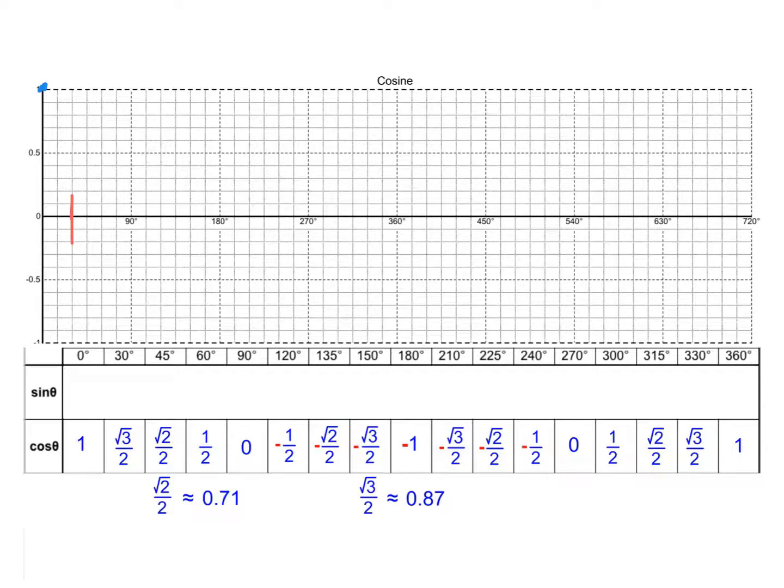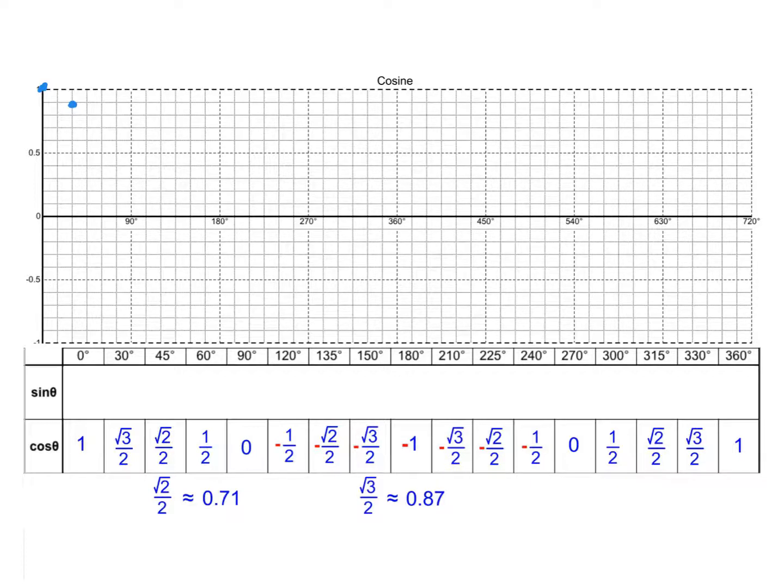And I need to go up to 0.87, because it's root 3 over 2. Well, you'll notice that each of the grid lines going up is 0.1. So if I want to get up to 0.87, that means it's going to be right up here just below 0.9. And so go ahead and plot that point. So that's over to 30 degrees, which is 2 hash marks, and then up to 0.87, which is just below the 9th hash mark on the way up.